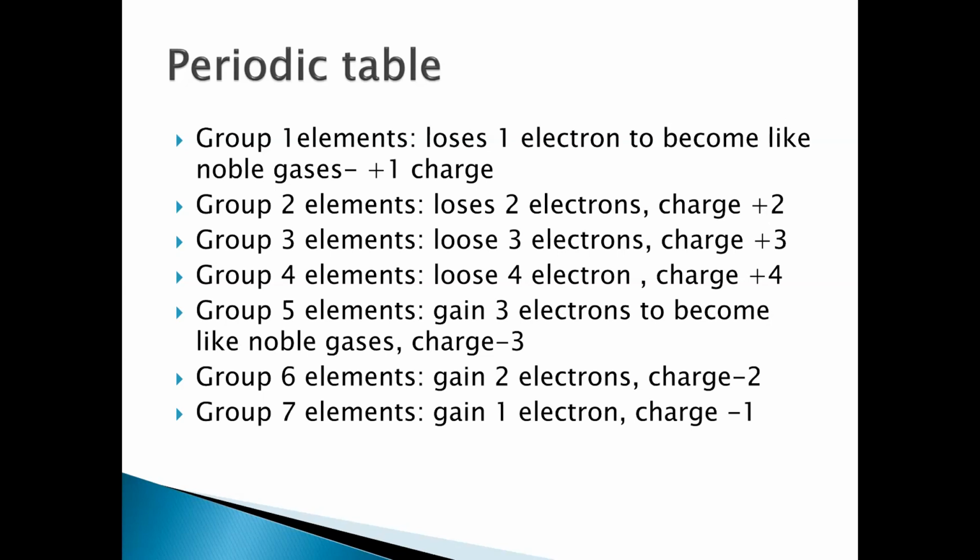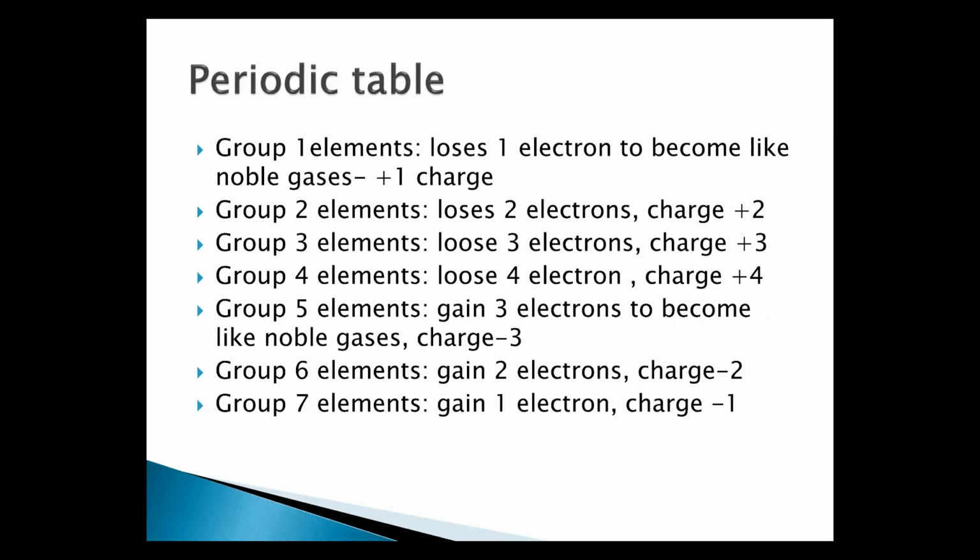So group 1 elements lose 1 electron to become like noble gases. On the outside there, we're describing that electrons sit on the outside like this, right? So what they are saying is that group 1 elements only have 1 electron out there. So in order for them to be stable, they have to lose this electron to be like noble gases, those ones like helium, which float in the air. When they say become like noble gases, they are talking about stability.